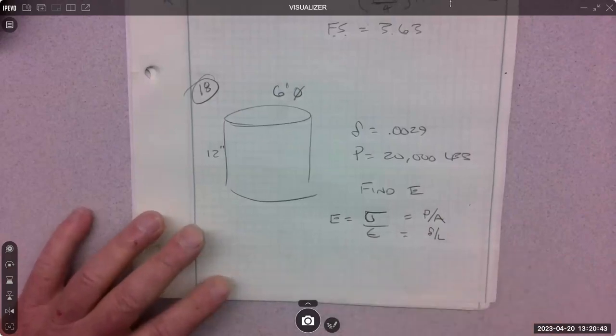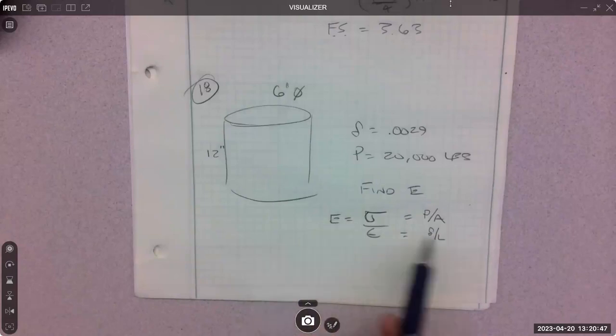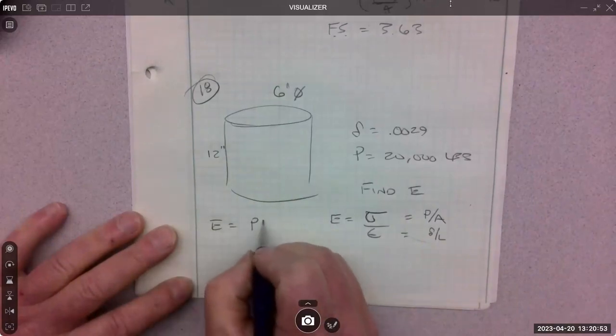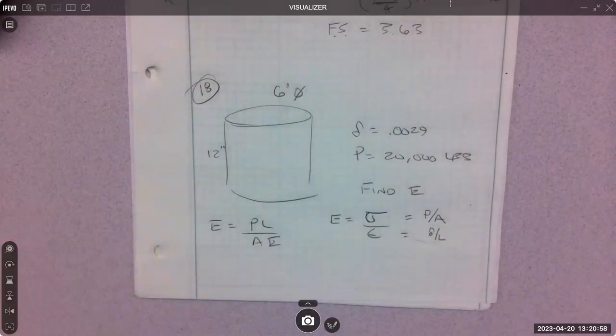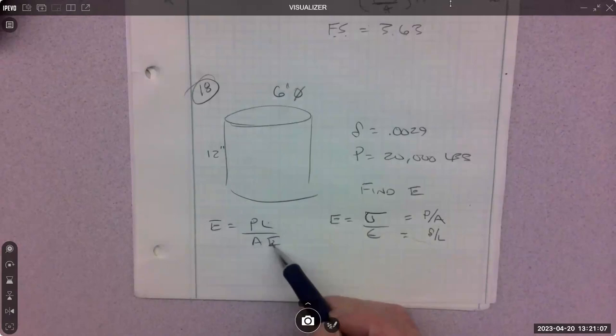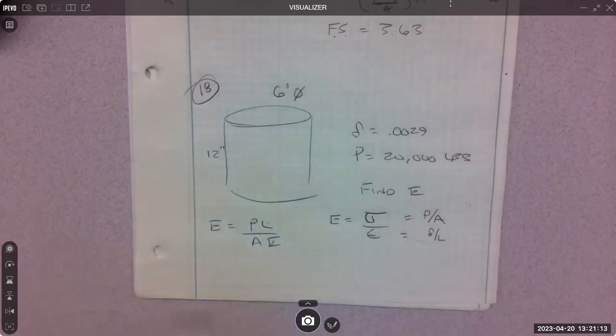Change over L. Yeah. So you will see this in this form. Very common. E equals PL over A delta. It's so common that I have that one memorized too. We use it all the time. It's essentially P over A, stress, over strain, and it's reversed here because we have to flip this up and do our algebra shenanigans.